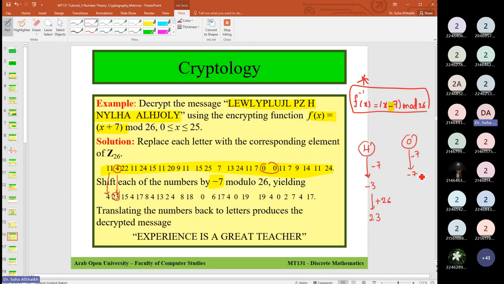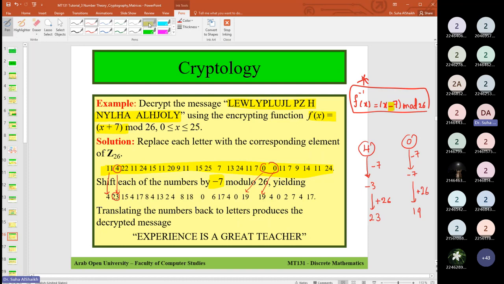So the 0 will go to 19. Okay? So we keep on subtracting 7, subtracting 7, subtracting 7. If a value comes out that is not in the table, not from 0 to 25, in this case we add 26, because I'm doing decryption. Okay? In encryption we subtract 26, in decryption we add 26.